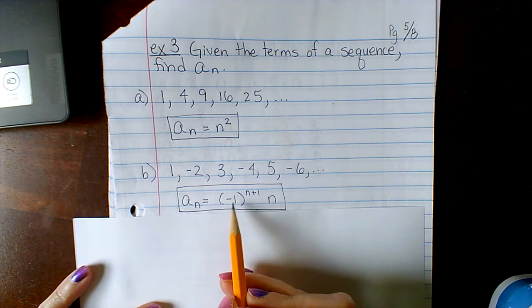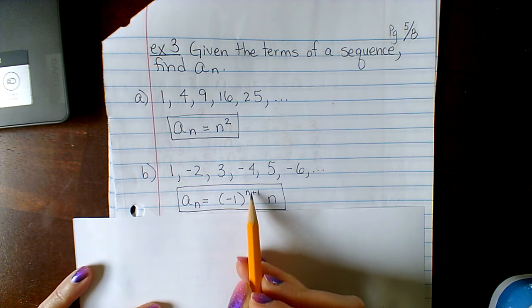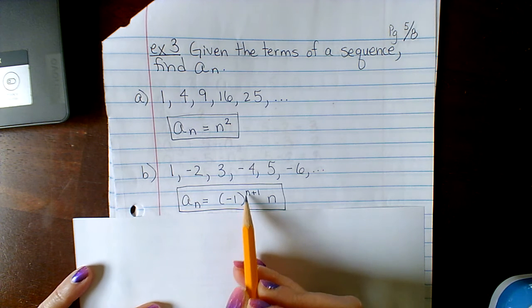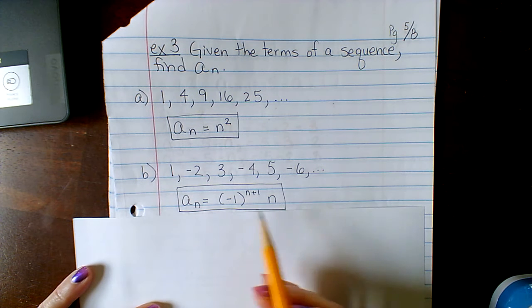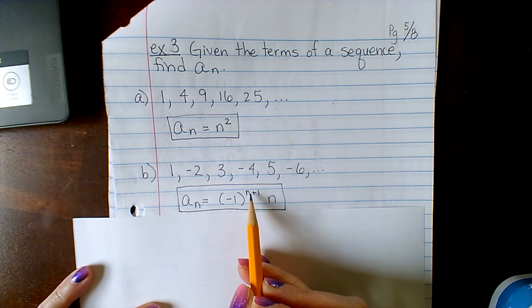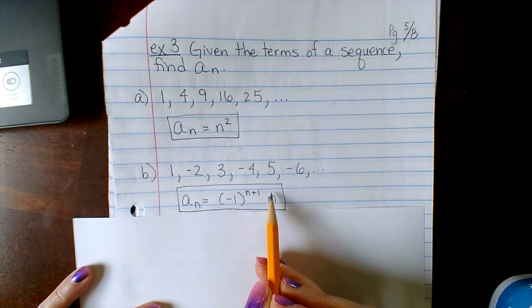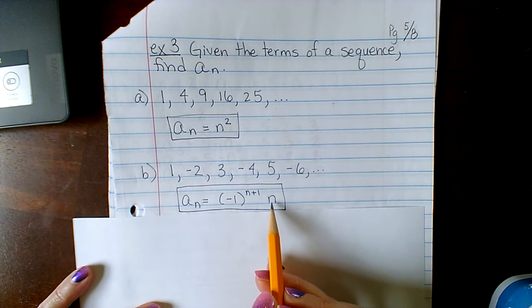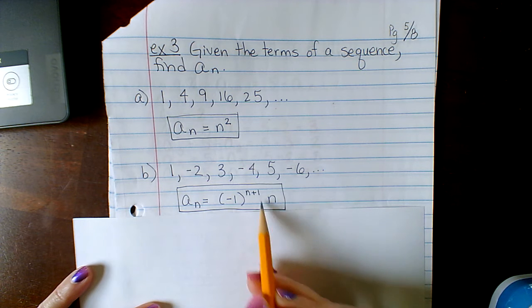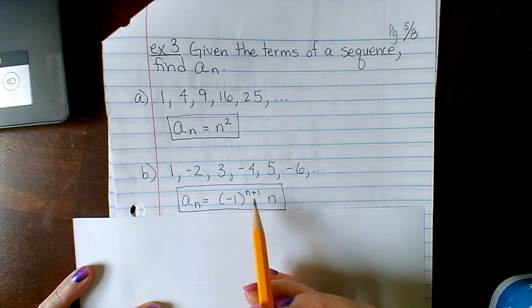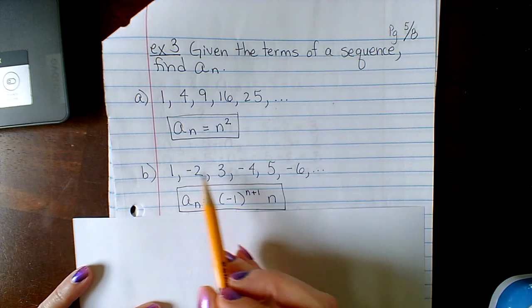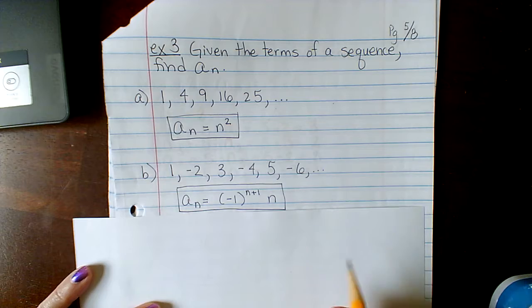So we can see that if we start with 1 right here, that's going to be negative 1 to the 1 plus 1, which is 2. So negative 1 squared is a positive 1. And then this over here is just going to be 1 when we plug in 1, and then 2, 3. So this is the 1, 2, 3, 4, 5, 6. This part right here is controlling the alternating of the signs.